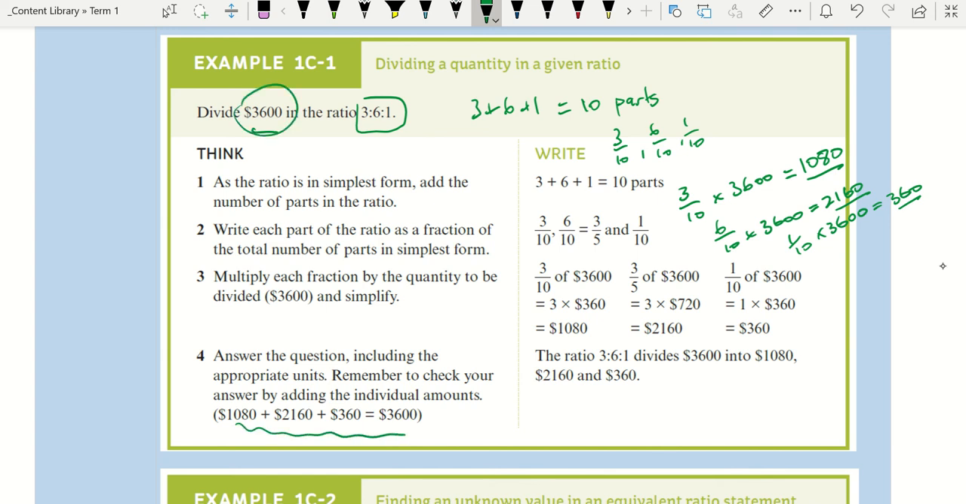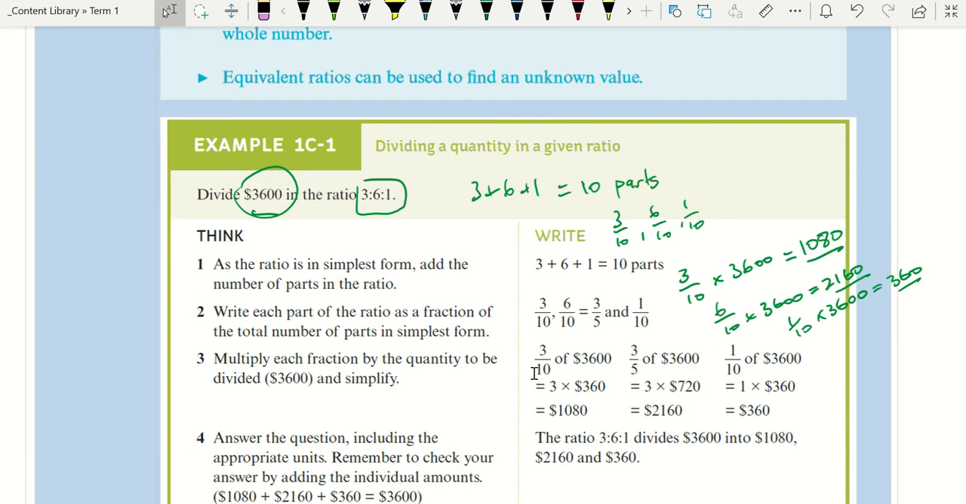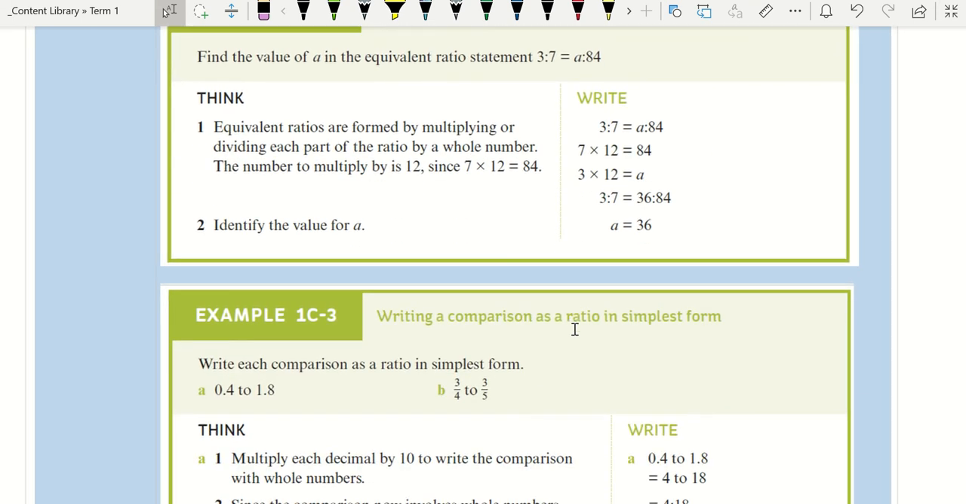And yes, they do. So the next example for you to consider is to find the value of A in the equivalent ratio statement. 3 is to 7 equals A is to 84. So what do I need to know is which side of the ratio or the equivalent ratio am I looking at? Am I looking at the left-hand side or the right-hand side? And you can see that it's the right-hand side of the ratio sign.